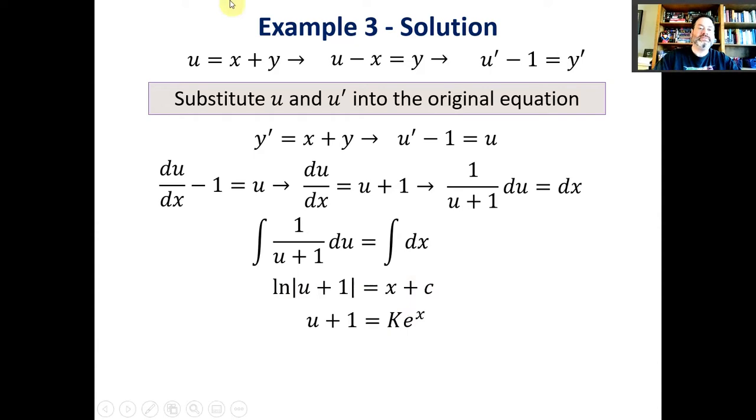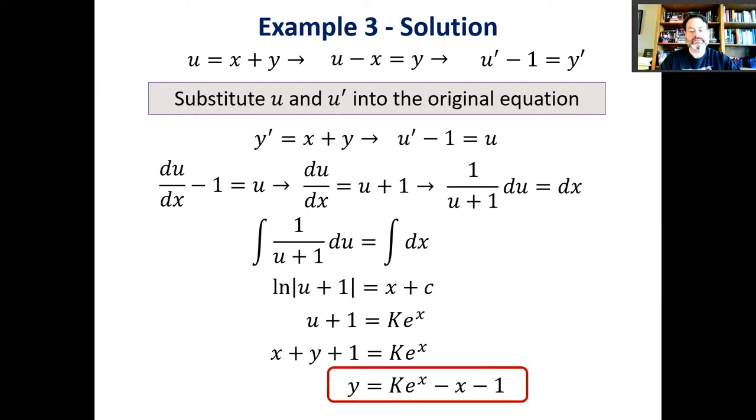And then you just back substitute, right? We have u as x plus y. Just plug that back in. And now we can solve for y. And you're done.